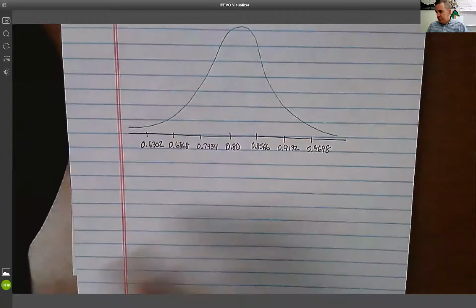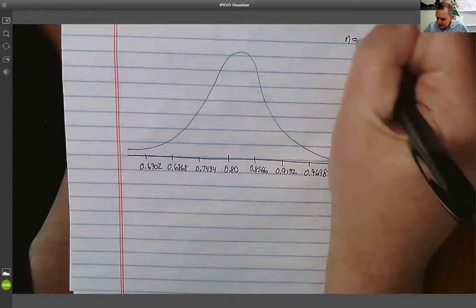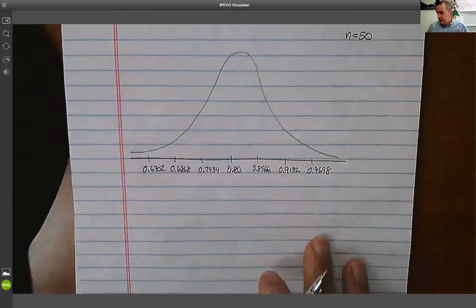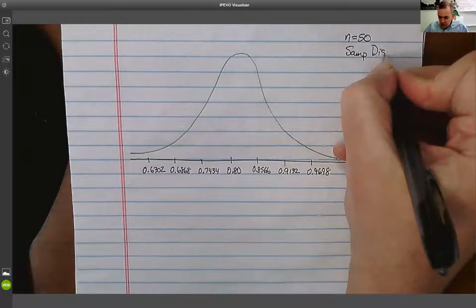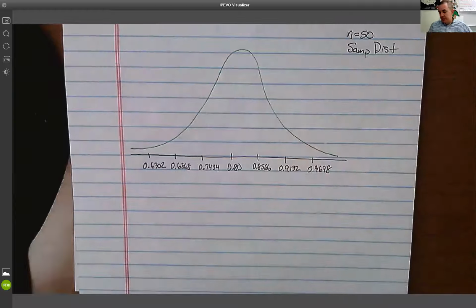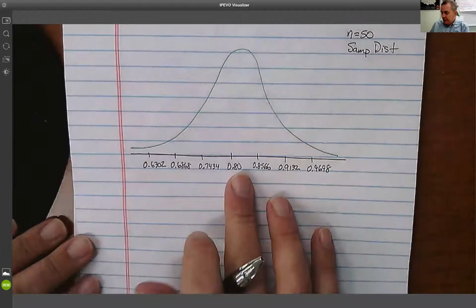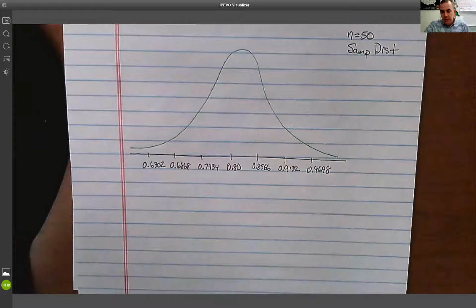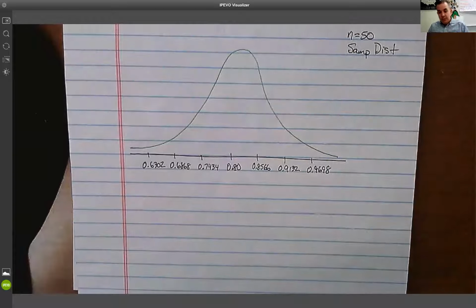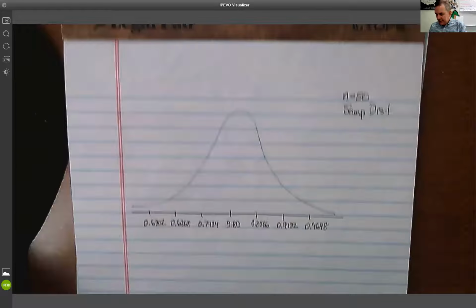So based on a sample size of 50, this is what the sampling distribution would look like. This is what I would expect an 80% free throw shooter to do out of 50 free throws. I would expect him to be somewhere in this range. So now, again, we're going to put that 64% that he got on here, and we're going to look at that.